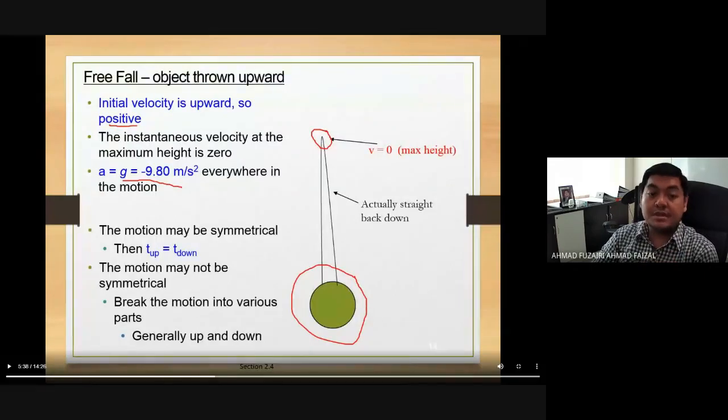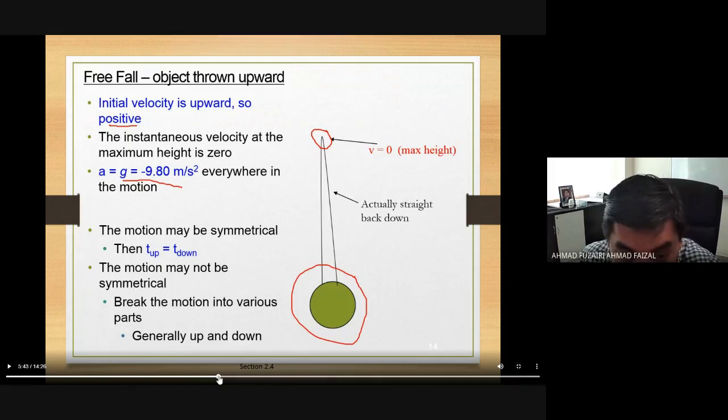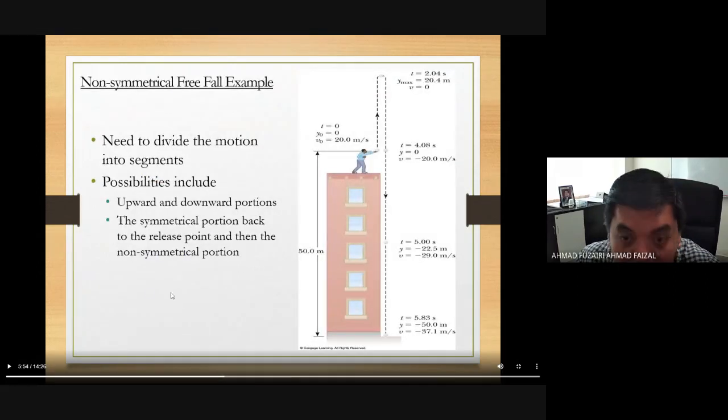What is the significance of the symmetrical motion? Meaning that the time it goes up and down should be equal. The time to go to the maximum height and then come back to the original position are equivalent to each other. But not for the unsymmetrical or not symmetrical motion. So we may have to find other times. Okay, so let's use this one equation.